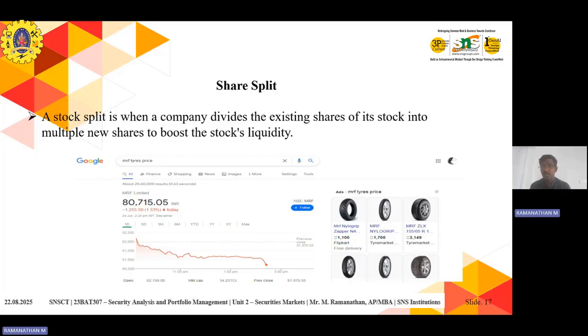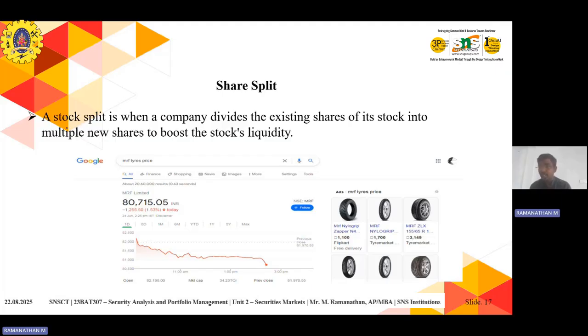So stock split plays a vital role. As you are all aware, capital or share price, it's the same. When the valuation goes up, when the company performs well, people will be purchasing the share of that company, so that the capital of that company keeps on increasing. So the value of the firm increases, the share price increases, and the following things will be increasing. So a stock split is when the company divides its existing shares into multiple new shares to boost the stock liquidity. That's what I have given the example of.